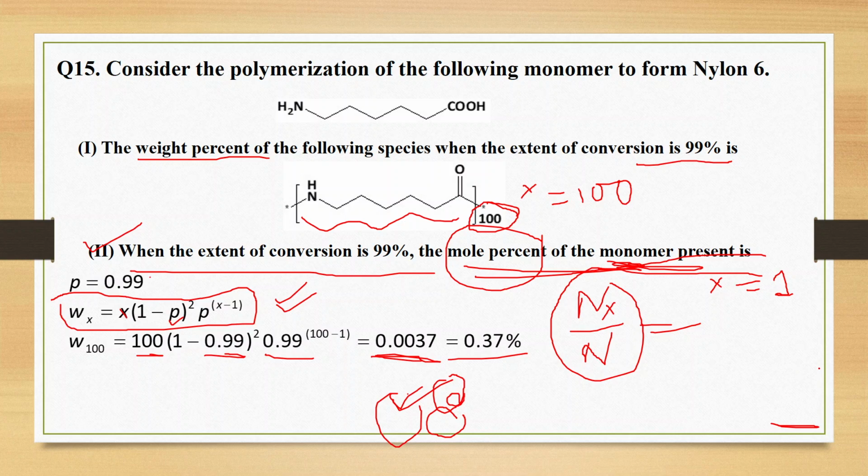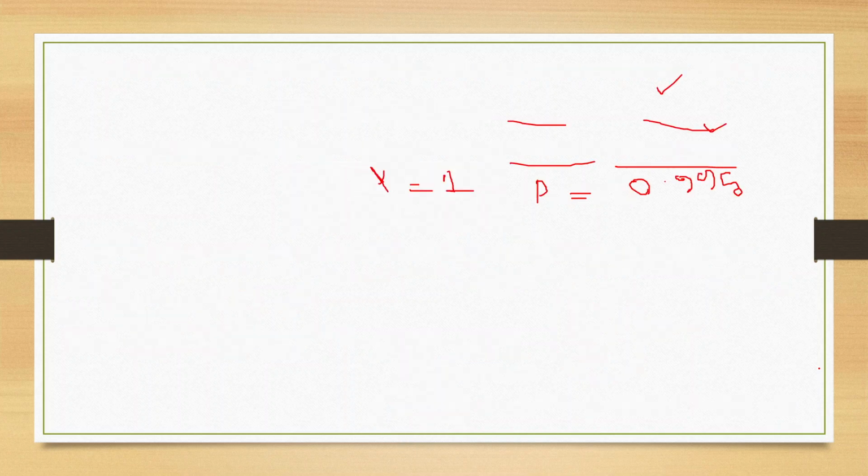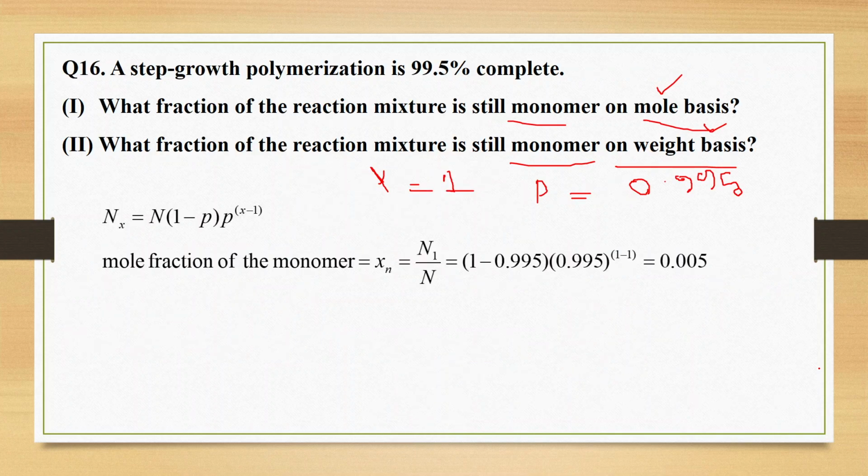Okay, second answer differs: 0.00025, 0.00048. So for the first one, everybody is giving the same answer, but the second one is quite different. Okay, let us see. The first one, everybody was correct. On a mole basis, you just have to put in place of P 0.995, and in case of X, you have to put 1 as it is a monomer.